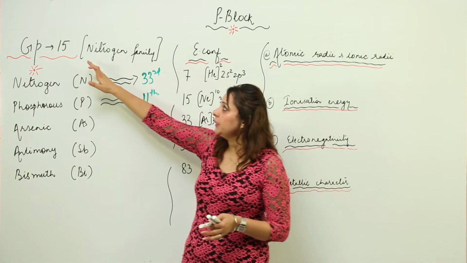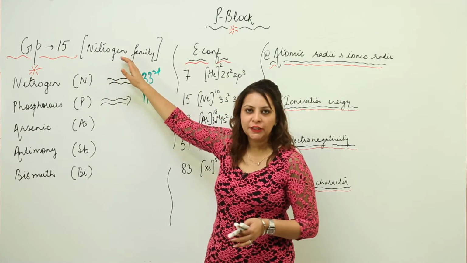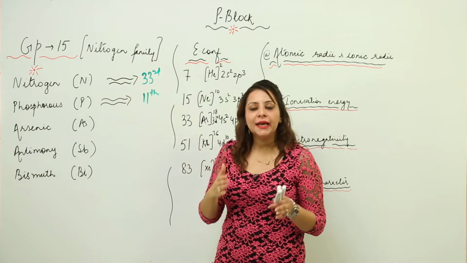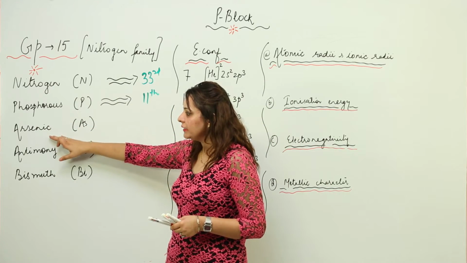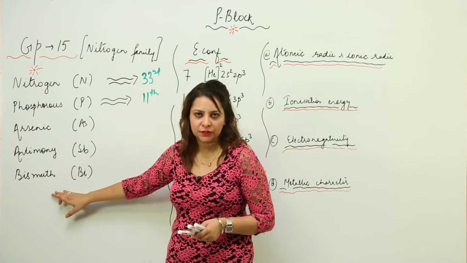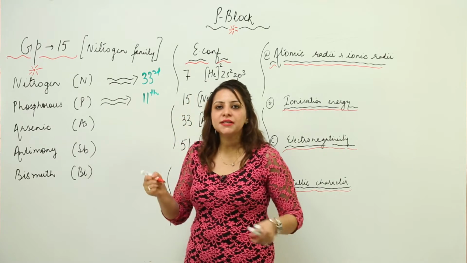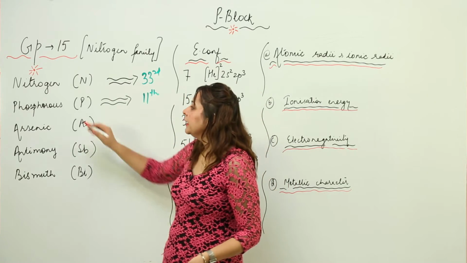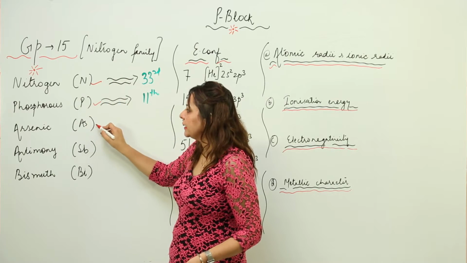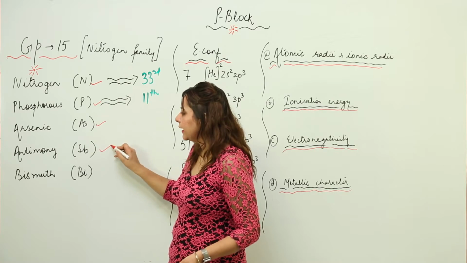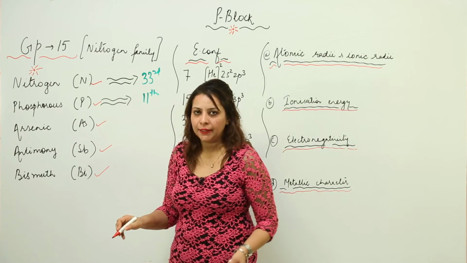The 15th group is particularly the nitrogen family, and the elements in it are nitrogen, phosphorus, arsenic, antimony and bismuth. And as far as their symbols are concerned, you all are familiar with that: nitrogen is N, phosphorus is P, arsenic is As, antimony is Sb and bismuth is Bi, right.